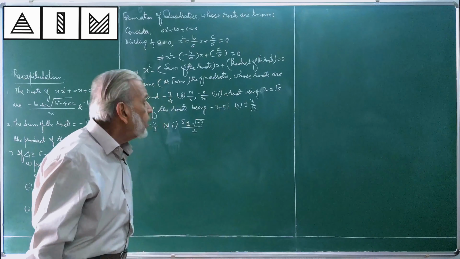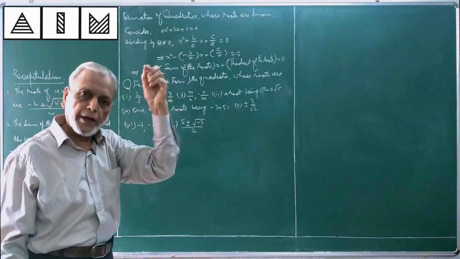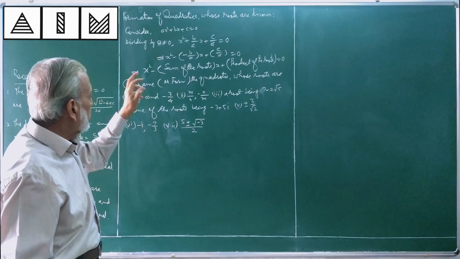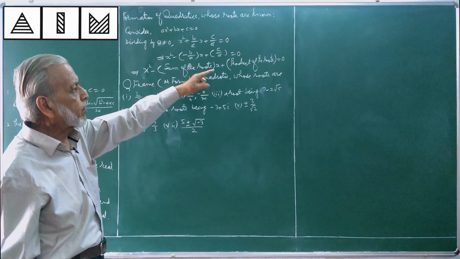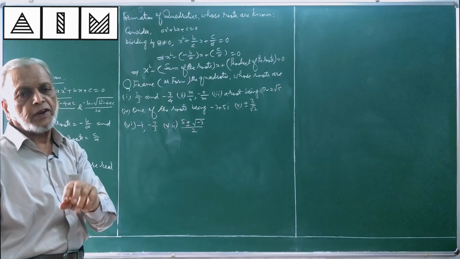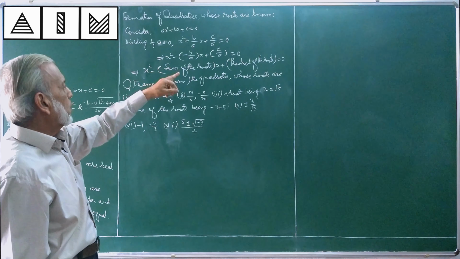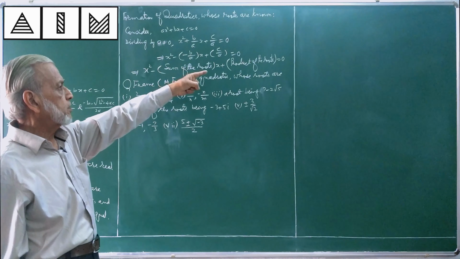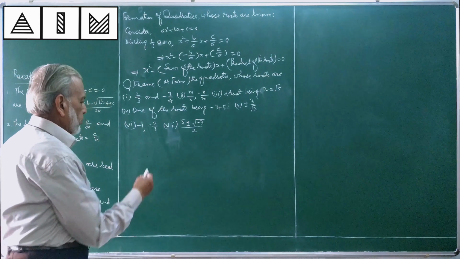So a standard quadratic equation ax square plus bx plus c can be put in the form x square minus sum of the roots into x plus product of the roots is equal to 0. Thus, any time roots are given and the equation is called for, we will use x square minus sum of the roots into x plus product of the roots is equal to 0. Let us go for a few examples.